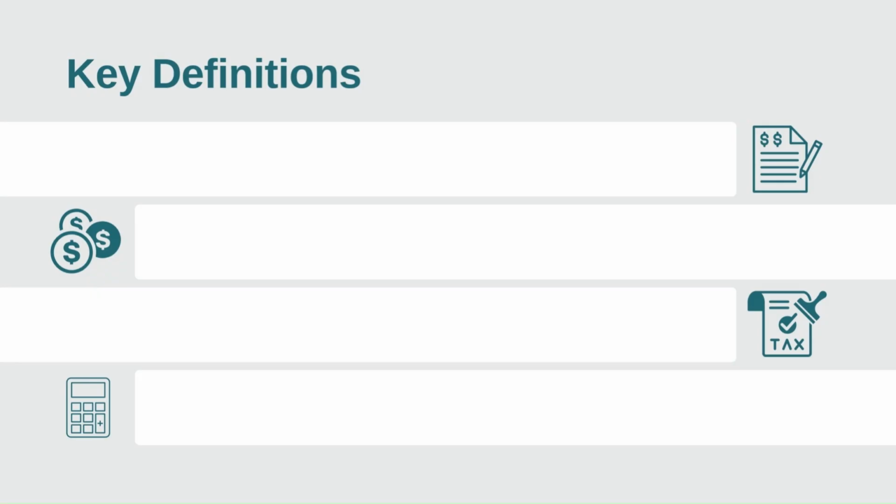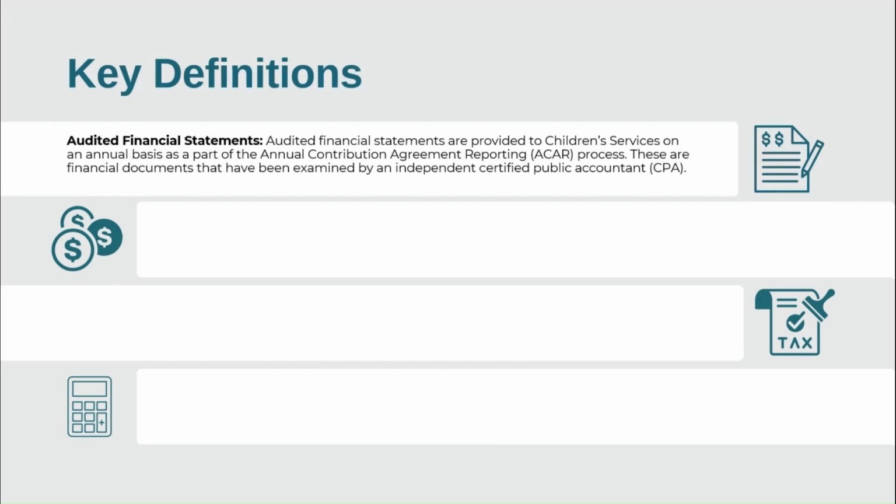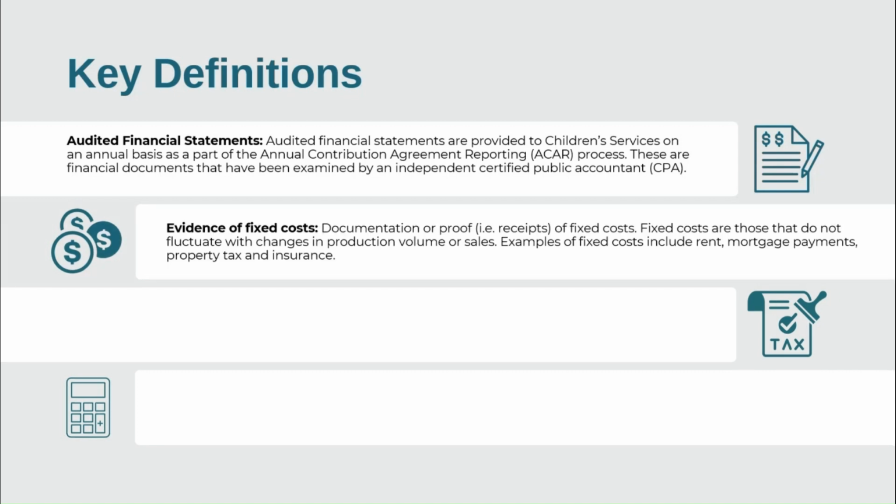To assist you with the submission process, some of the key concepts you will encounter include audited financial statements. Audited financial statements are provided to Children's Services on an annual basis as part of the annual contribution agreement reporting process. These are financial documents that have been examined by an independent certified public accountant. Evidence of fixed costs. Documentation or proof of fixed costs. Fixed costs are those that do not fluctuate with changes in production volume or sales. Examples of fixed costs include rent, mortgage payments, property tax, and insurance.